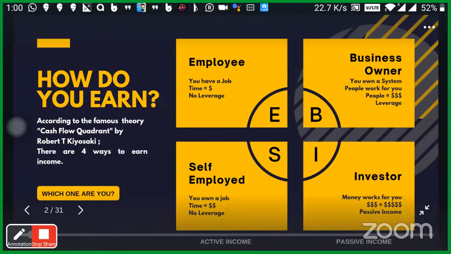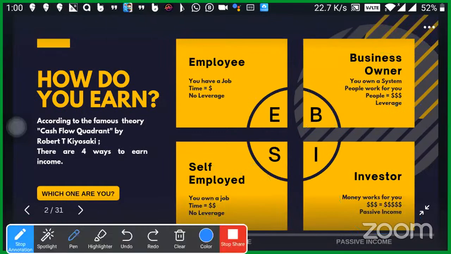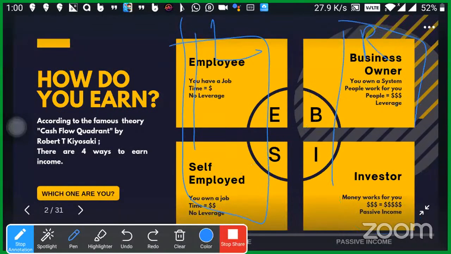So this is why we shift from this left quadrant. If you can see, this is the left quadrant, and this is the right quadrant. And if you analyze, according to Mr. Robert Kiyosaki, who is the author of this theory, he says out of all the people in the world, almost 90% are in the left side quadrant. Either they are employed or they are self-employed. And only 10% of people are in the right quadrant.